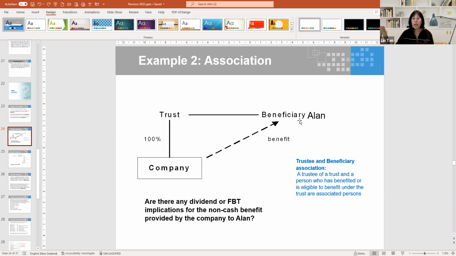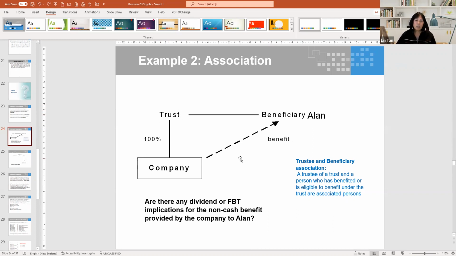And we found out that Alan is actually a beneficiary of the trust. So it depends on what benefit this is. If it is a cash benefit, it will come under the dividend rules. This is a shareholder, right? So we'll be looking at dividends. This is not a shareholder employee, it's just a shareholder.